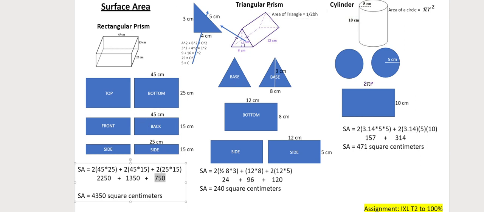Let's look at the triangular prism. Now, with the triangular prism, again, you have two triangles on the side, and those triangles become the base of the shape. And then on the very bottom, you have a face that is 8 by 12. Notice it's 8 by 12. And you've got to be careful here because in this problem, for example, notice they tell you that the height of the triangle is 3 and the base of the triangle is 8.